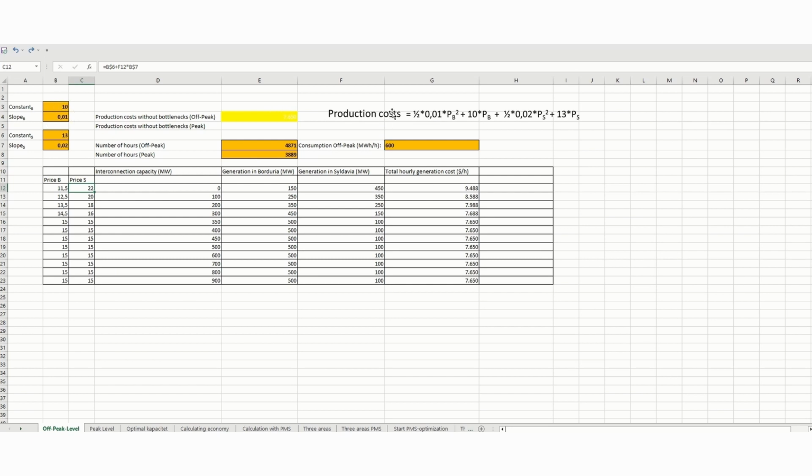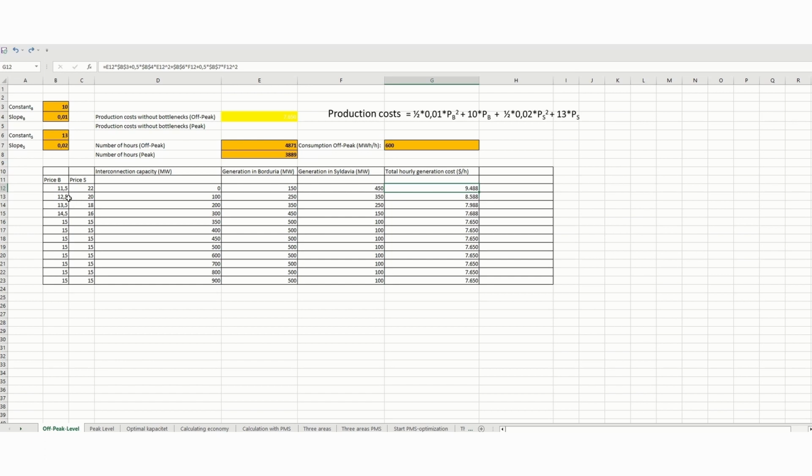When we have to calculate the total cost of production, we need to integrate this marginal price, and then we get the total cost curve. This here is the equation for the total cost in area B and area S. So in this cell I have included this formula, where we have the production in area B and the production in area S. This is the E12 and the F12.